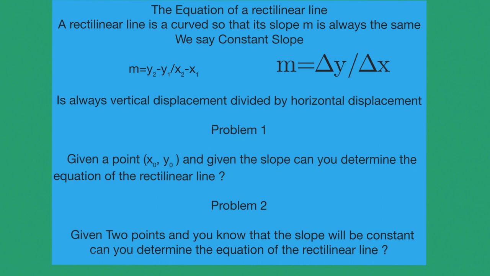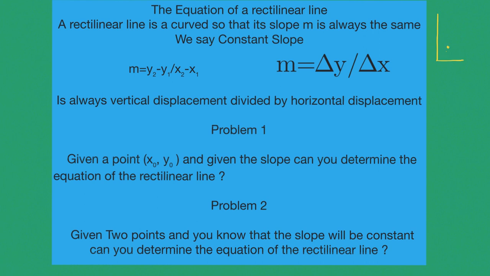Now we are going to study the equation of rectilinear lines in the plane y-x. First of all, we define the slope. The slope is delta y divided by delta x. It is the vertical distance between the 2 points divided by the horizontal distance between the 2 points. So let's do a small picture here.